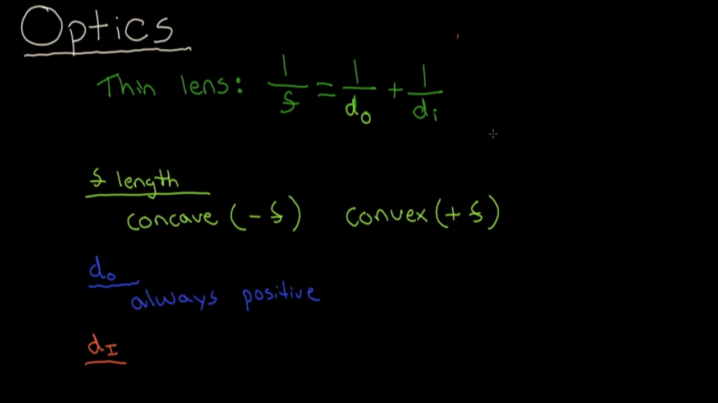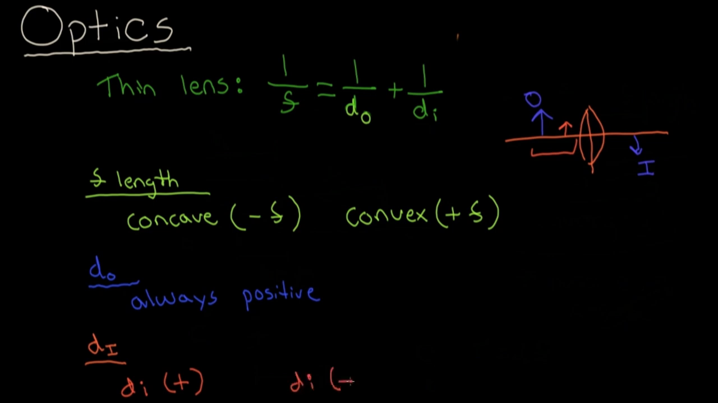So remember, let me just draw another principal axis, a convex lens, sorry. And let's pretend our object is here and our image that we drew last time was here. If your image and your object are on opposite sides, then your d sub i value is going to be positive. However, if they are on the same side, as you can see here, then your distance of your image is going to be negative. And this really comes into play when you talk about magnification, right?